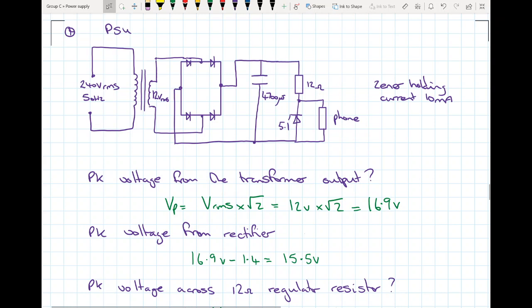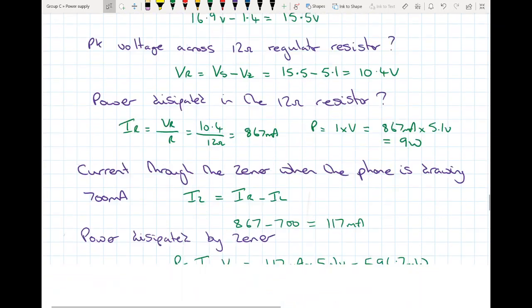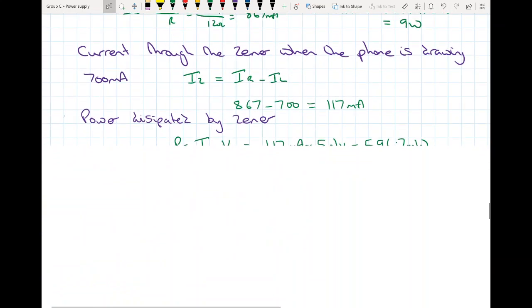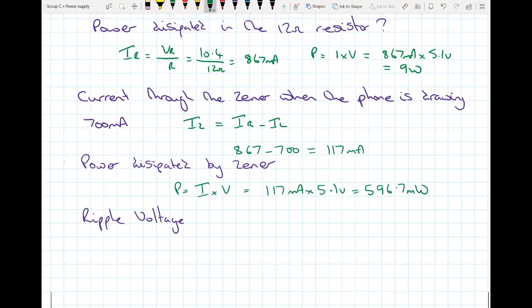So therefore the current that we originally worked out, which is through the 12 ohm resistor, is going to be our load current. Okay, I know it can be a little bit confusing because you might think this is our load, but it's the whole of the regulator circuit that is the load current. So our ripple voltage equals our current in our load, the load being our voltage regulator circuit, over the frequency of the ripple and our capacitance value.